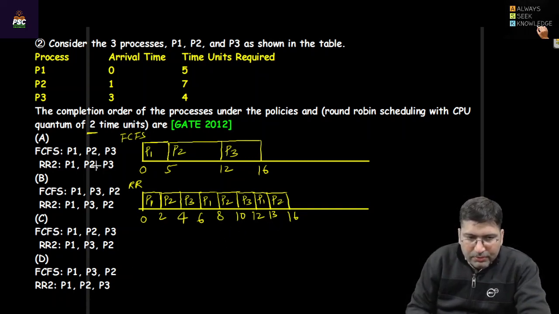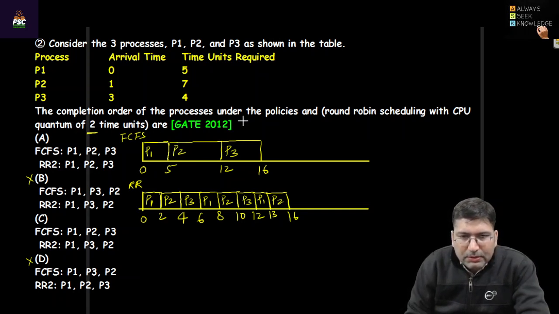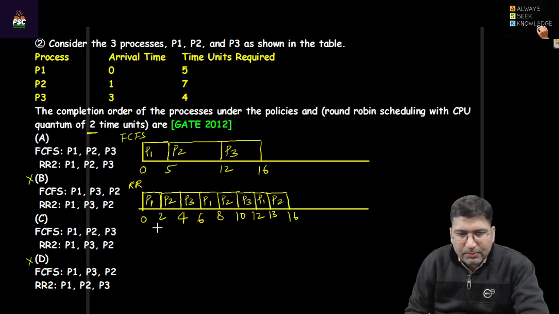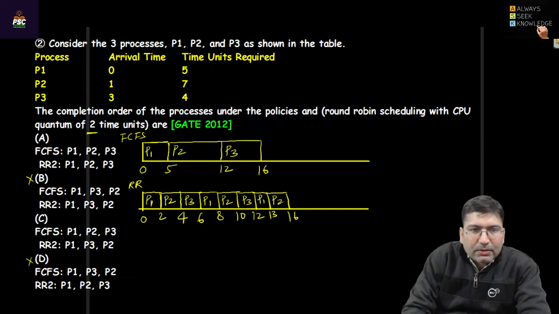Now let's check. What will be the possible answer? It is saying the order of execution for shortest job first is P1, P2, P3, P1, P2, P3, P1, P2, P3. So that means D and B will be wrong because it is P1, P2, P3 only, right? Now if we talk about round robin, the completion order of the process, right? So if you check the completion order in round robin, first which process has been finished, you check it here.